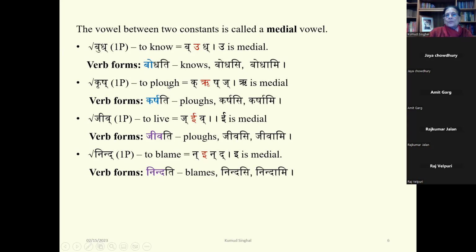Krish, to plow. Again, r is your medial vowel, and krish becomes karshati. Again, a vowel sandhi takes place here. Jiv, here i is the medial vowel, but this form doesn't change. And again, I will go through why jiv becomes jivati. It remains as it is. Nind, to blame, here i is the medial vowel, but again, it remains as nindati.